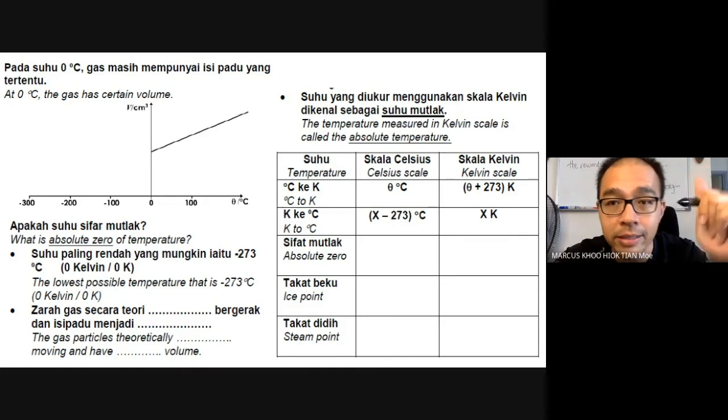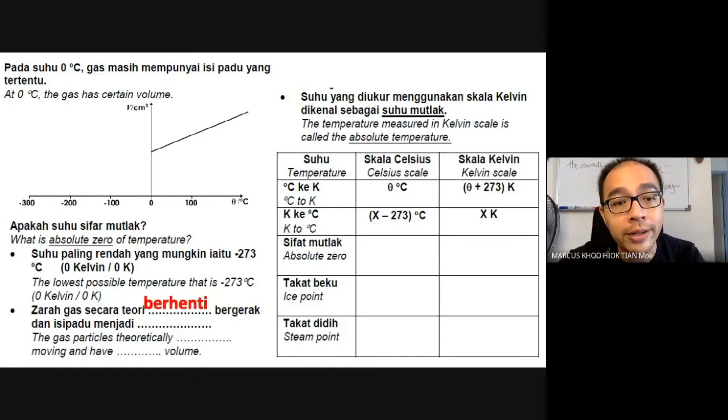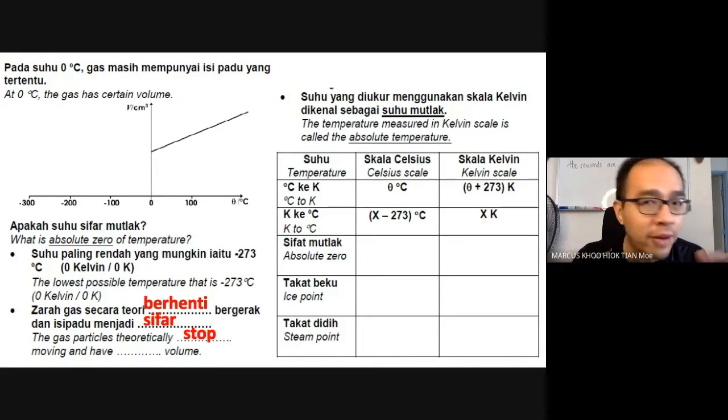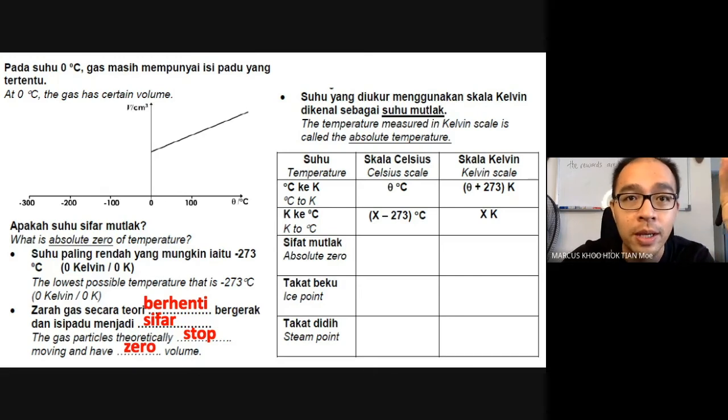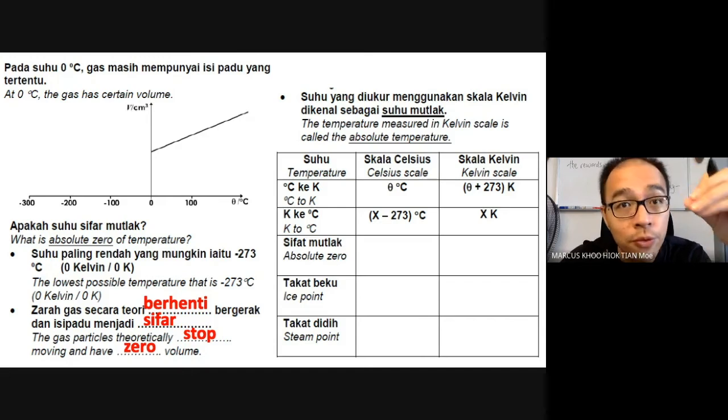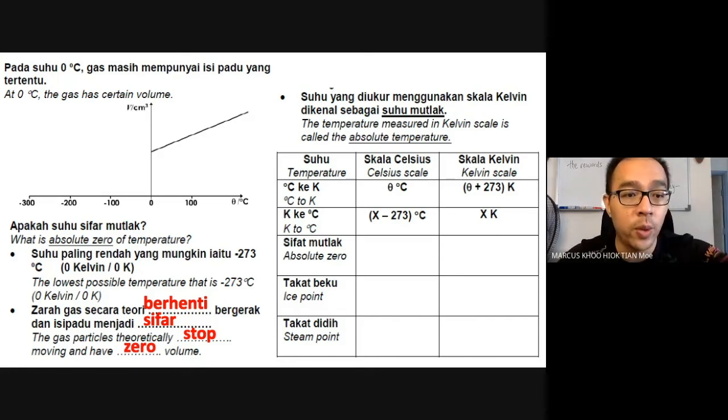The gas particles, theoretically, stop. At negative 273 degrees Celsius, they are totally not moving at all. No kinetic energy, they are not vibrating, they're just frozen. They're literally and truly frozen, and have zero volume because they cannot move. As long as gas molecules can move, there will always be a certain volume, because they can move around. But the moment they stop moving is where they have zero volume.